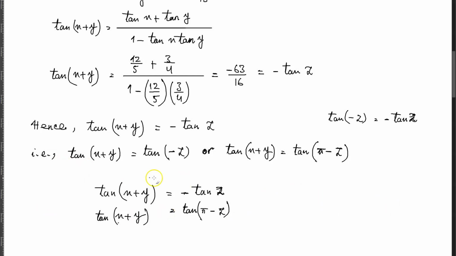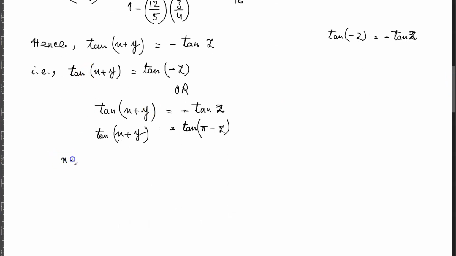So what that means is that now I know that tan of x plus y is equal to tan of negative z, or tan of x plus y is equal to tan of pi minus z, which means that either x plus y is equal to negative z, or x plus y is equal to pi minus z, right?